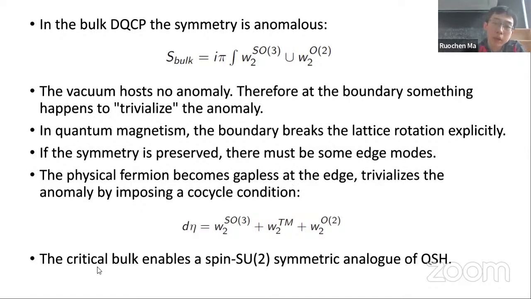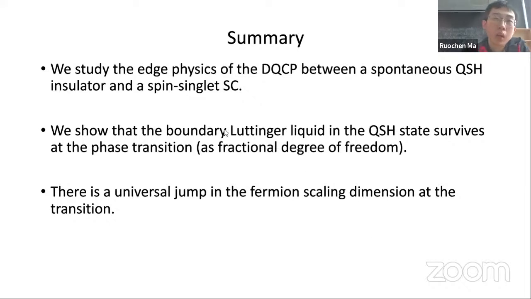And so the critical bulk with an anomalously realized symmetry actually enables a full SU2 symmetric analog of the quantum spin-Hall edge modes, two counter-propagating Luttinger liquids. And this is impossible if you don't have a gapless bulk. So as a summary, we study the edge physics of the deconfined quantum critical point between a spontaneous quantum spin-Hall and an S-wave superconductor.